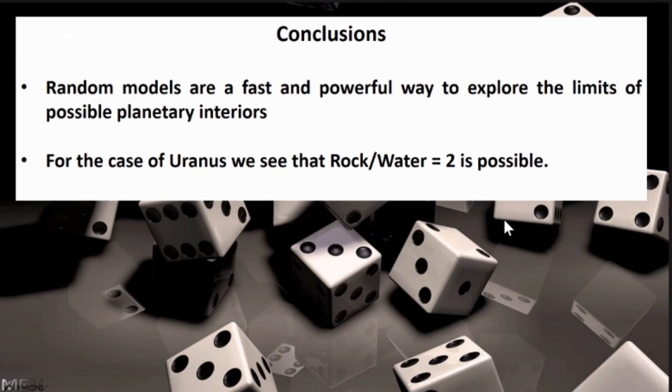Random models are a fast and powerful way to explore the limits of planetary interiors. You can get Uranus with a rock to water ratio of 2. Whether there are other reasons for eliminating those models is a very important question now. And as I say, talking with Ravit's group, I've gotten a whole bunch of ideas of how one might go about that. There are many, many other interesting and important constraints that you can put on these things.